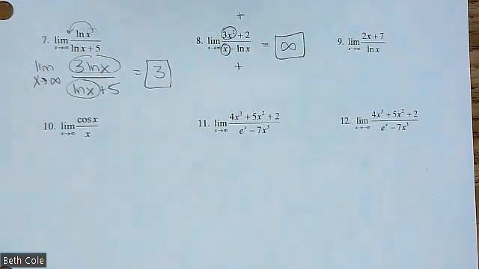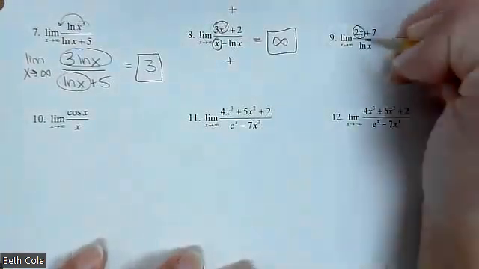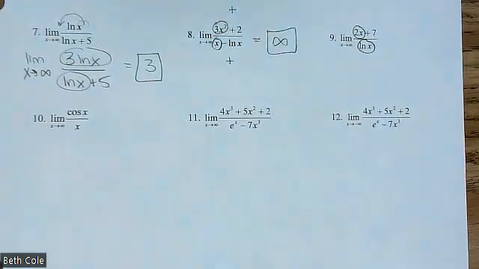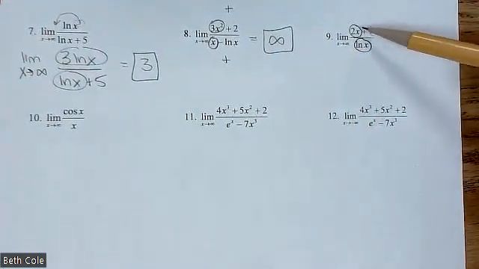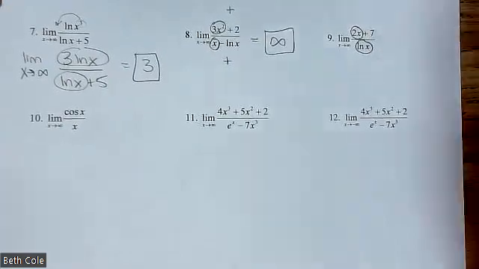But again, once you decide it's going up or down, it's either positive or negative infinity. You can just sort of guess if you need to. All right, for this one, we've got 2x in the numerator, ln of x in the denominator. This one's polynomial. This one's logarithmic. Polynomial grows faster than logarithmic.